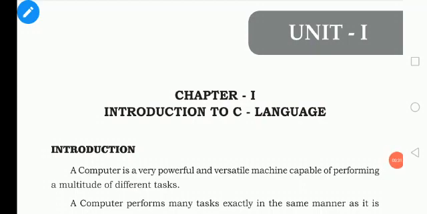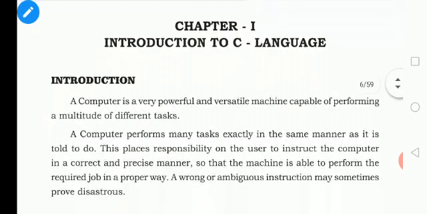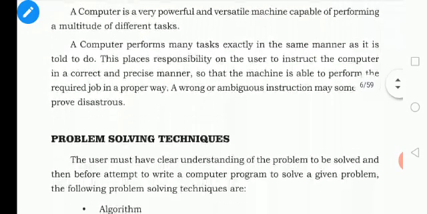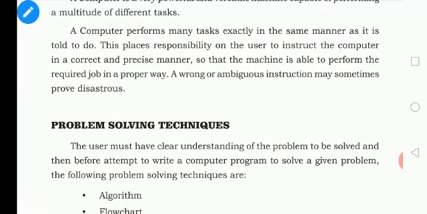Are you ready? Yes. Chapter 1, Introduction to C language. We have seen what is C language and what are the problem solving techniques, isn't it? So let me recall everything now. Already you know that a computer will perform many tasks, so we have to program the computer. First we have seen problem solving techniques, isn't it?